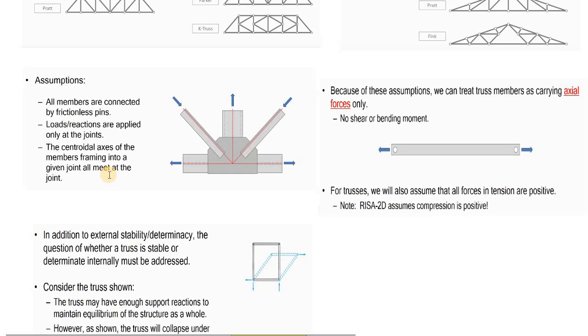joint. So what do I mean by this? If you take a look at this picture, we have all the forces acting at this joint. All the forces are passing through this particular joint.